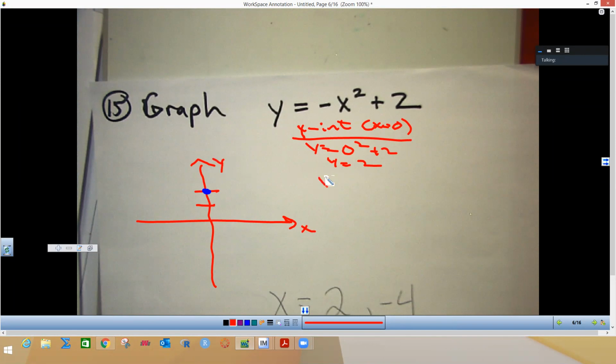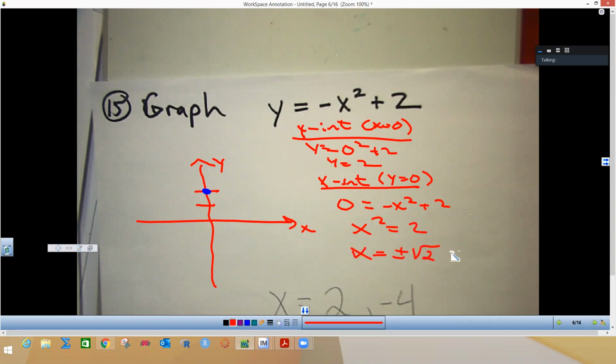Then I'm going to get my x-intercepts, which means I'm going to plug y equals 0. I'm going to get 0 equals negative x squared plus 2. I'm going to add x squared over to the other side. That way I get rid of the negative right away. And then I'm going to square root. Well, the square root of 2 is approximately 1.41. So I'm going to go over here. There's 1. There's 2. Somewhere in this area. Oops, let's go blue.